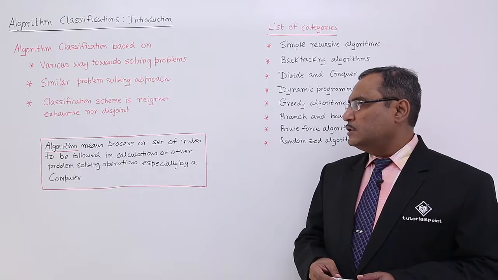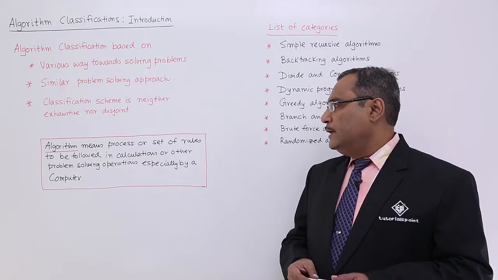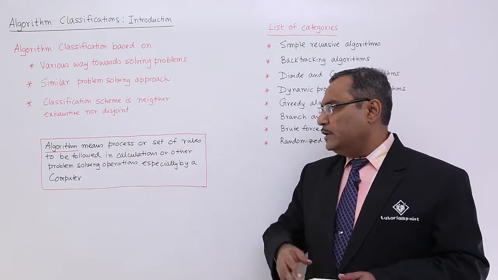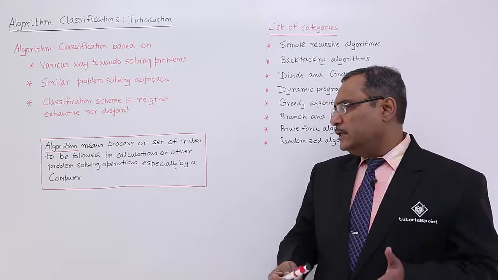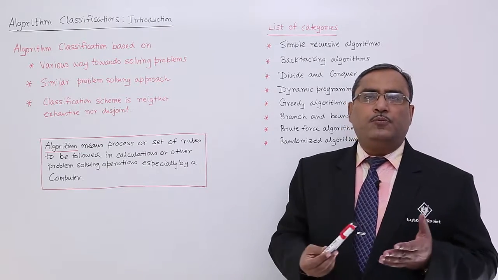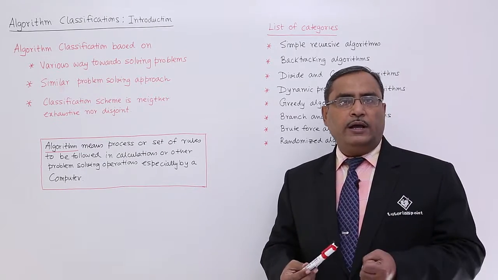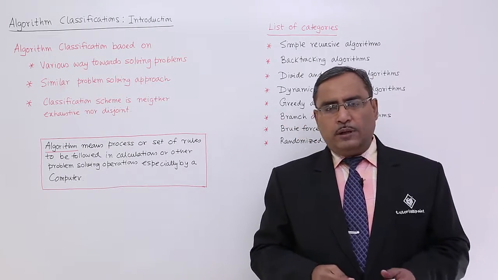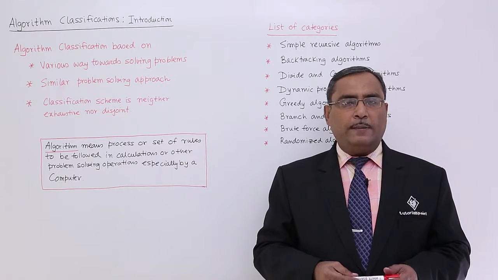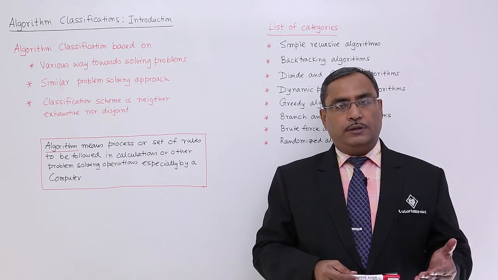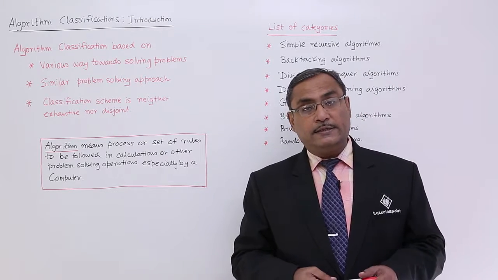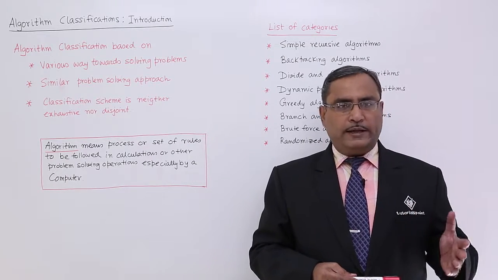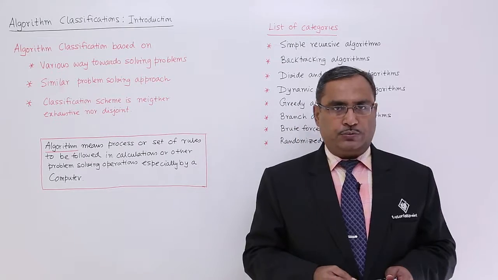Algorithm means a process or set of rules to be followed in calculations or other problem solving operations, especially by a computer. So it is nothing but an approach or a set of rules and process towards solving a certain problem by the computer, and that is known as an algorithm. And we know that an algorithm has 5 properties: inputs, outputs, finiteness, definiteness, and effectiveness of the instructions in the algorithm. We have defined the algorithm in other videos, please watch that one also.